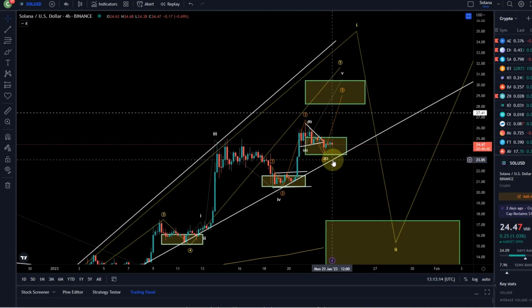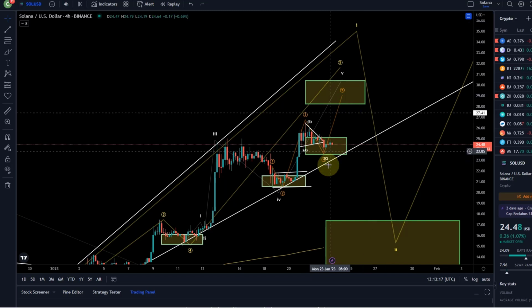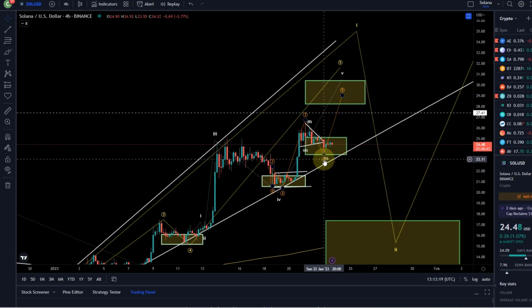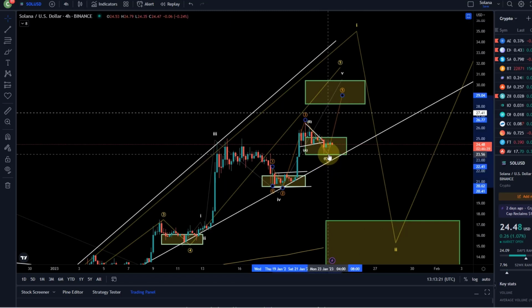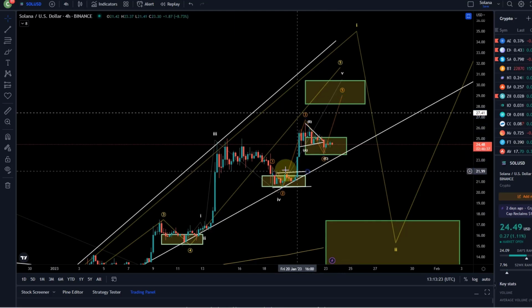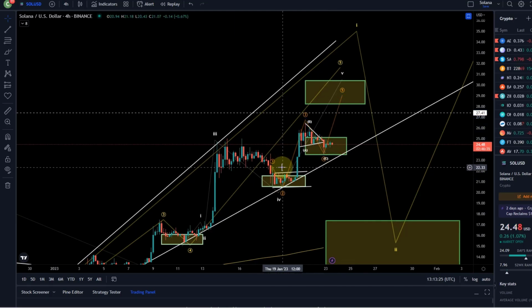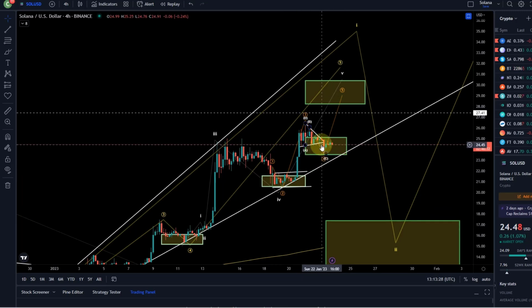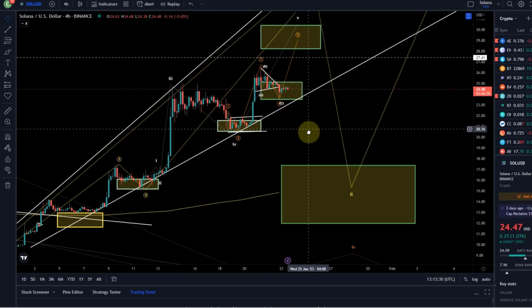Let's say it comes down now, hits the trend line at $23 and moves up. Yeah, it hasn't violated any Elliott wave rules because this wave 4 would not cut into the wave 1 price range. Wave 1 price range is around here, $22.30. So as long as we are above this trend line, we can still focus on higher.